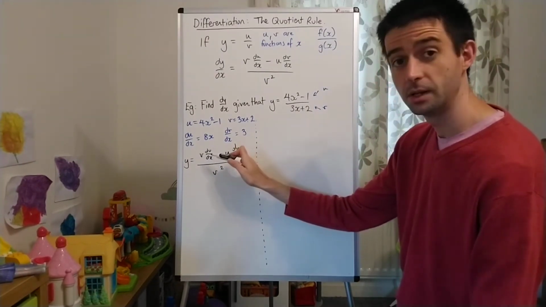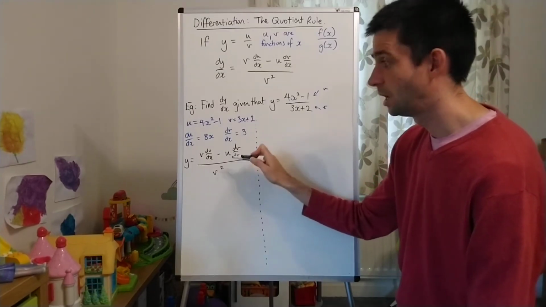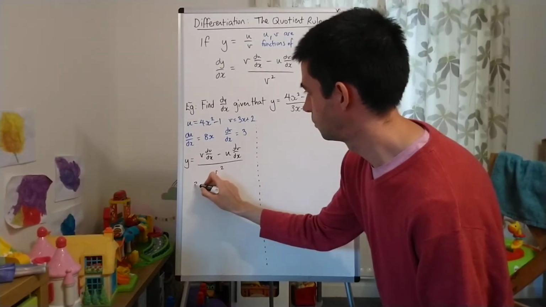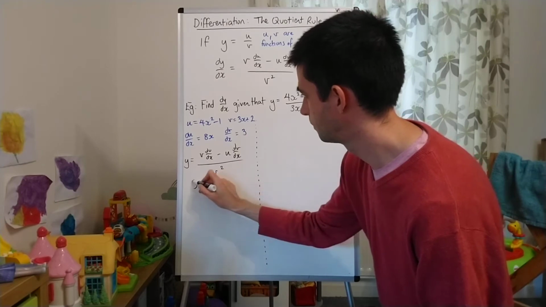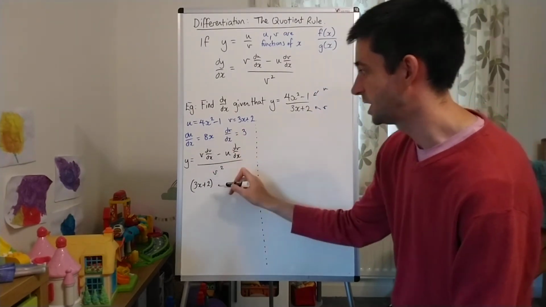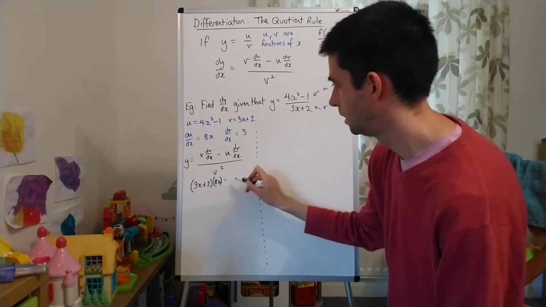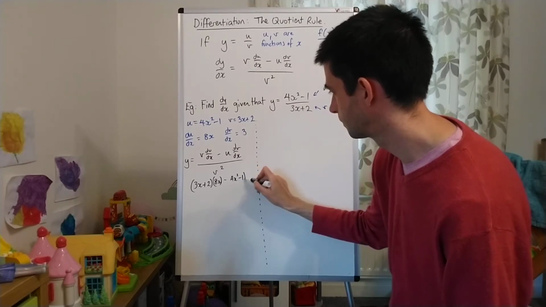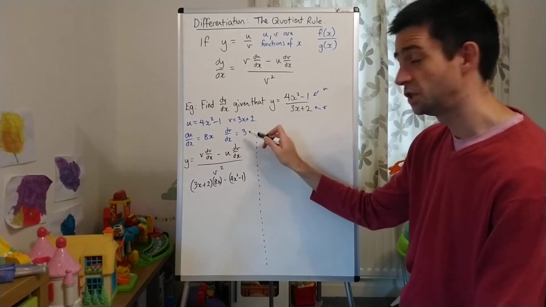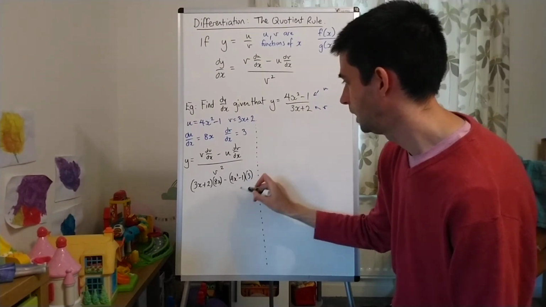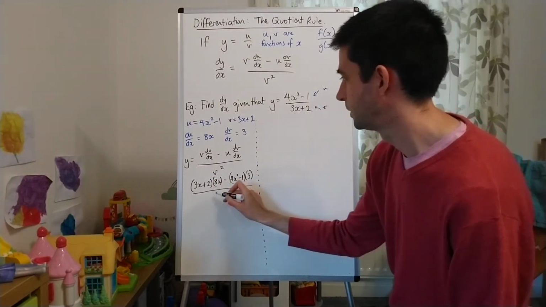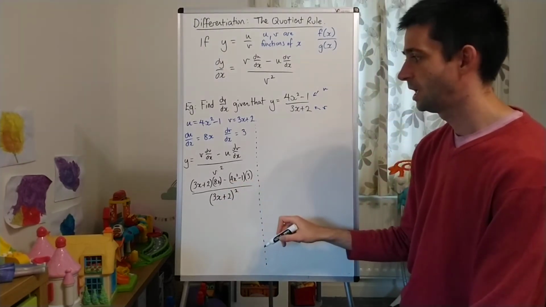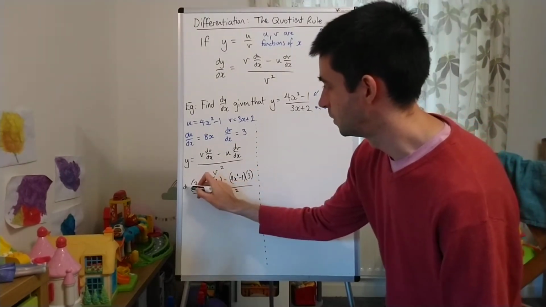So v du dx minus u dv dx all over v squared. So v, which is 3x plus 2, multiplied by du dx, which is 8x, minus u, which is 4x squared minus 1, multiplied by dv dx, which is 3, and that is all over v squared, which is 3x plus 2, all squared. And this is the expression for dy dx.